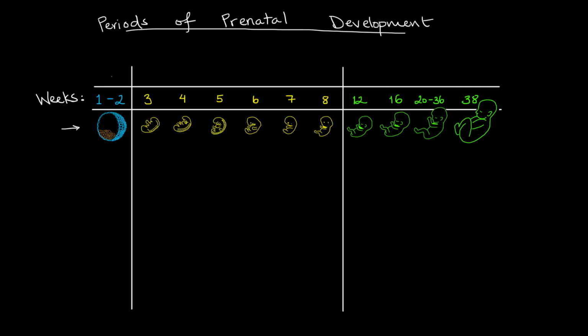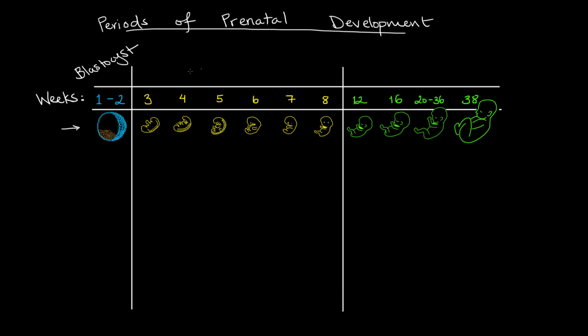Okay, so this first period here, and I just mentioned it and we've talked about it before, is the period of the blastocyst. And it's given other names as well, but we'll call it the period of the blastocyst. And as discussed, it's just a cluster of cells with a trophoblast and an inner cell mass.